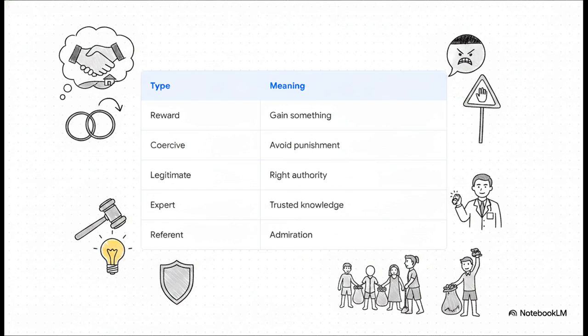Then you've got coercive power, which relies entirely on fear of punishment, like a traffic enforcer threatening you with a ticket. Legitimate power is based on official, rightful authority, like following your principal's rules. Expert power is rooted in trusted knowledge. That's when you listen to a local health worker during an outbreak because they actually know what they're talking about. And finally, referent power. This one comes from pure admiration, like when you join a neighborhood cleanup drive simply because a youth leader you really respect is the one organizing it.